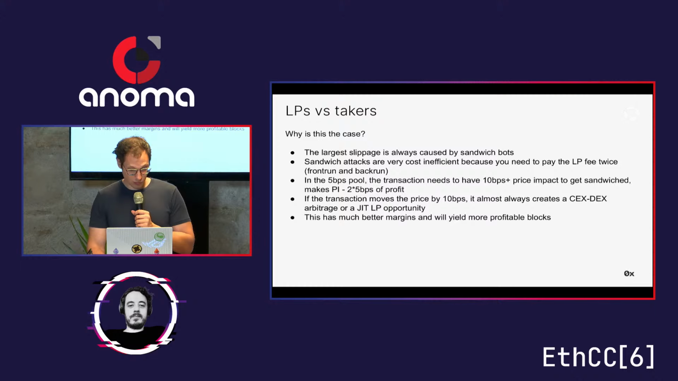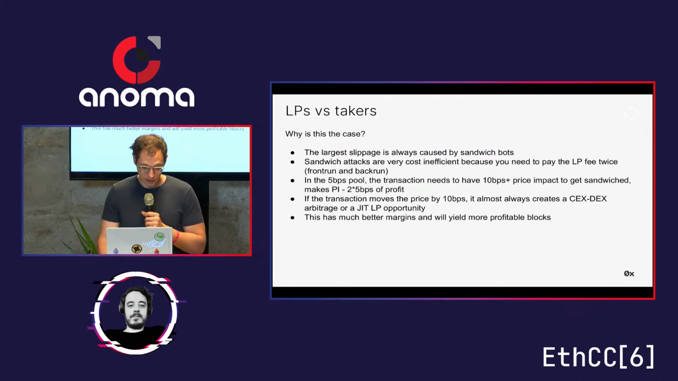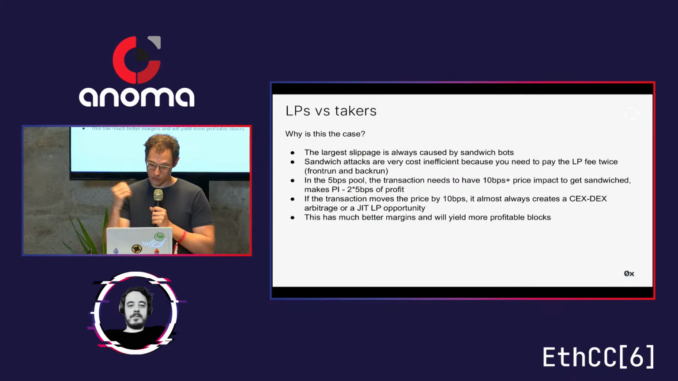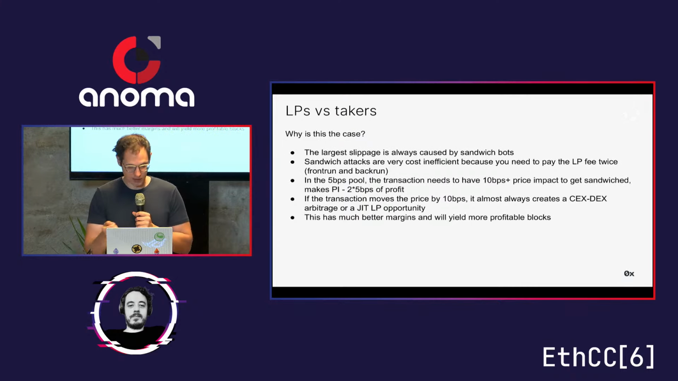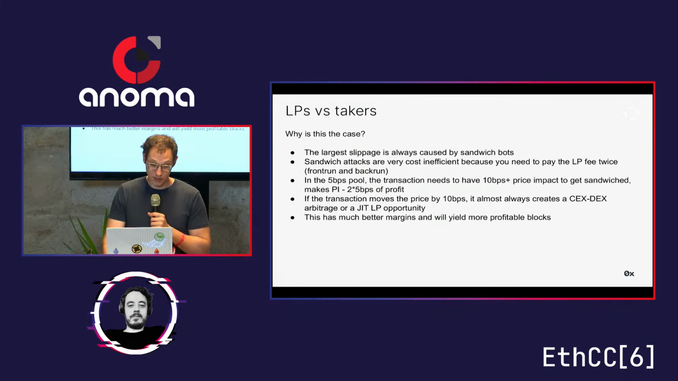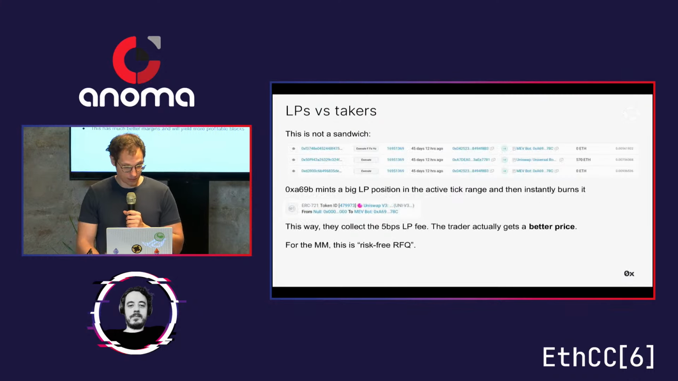So in the 5 basis points pool, you start with 10 basis points of fees. And if the transaction moves the price, in order for this to happen, the transaction needs to move the price by at least 10 basis points. And if it moves the price by at least 10 basis points, there's almost always an arbitrage between centralized and decentralized exchange with better margins, or there is an opportunity for just-in-time liquidity provision. And this has much better margins, and this means that the builders who actually do this can build more profitable blocks. They have just more profit to share with the validator.